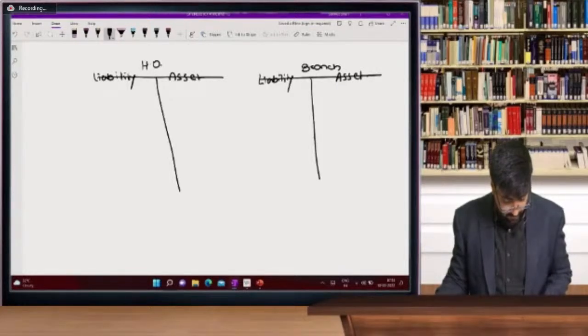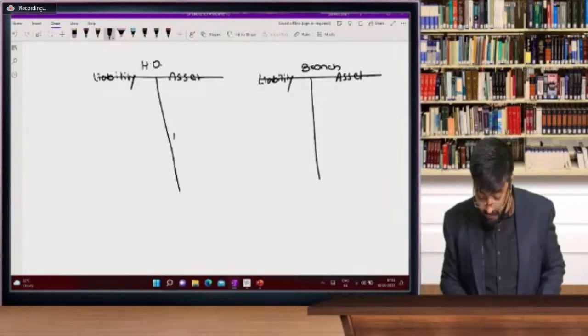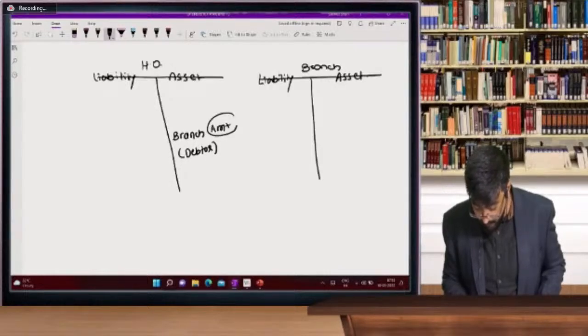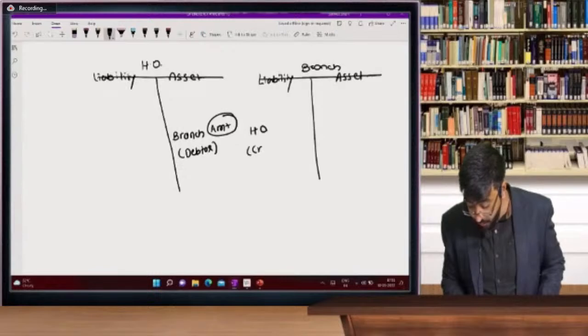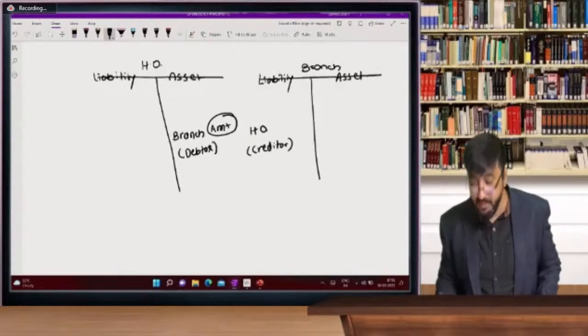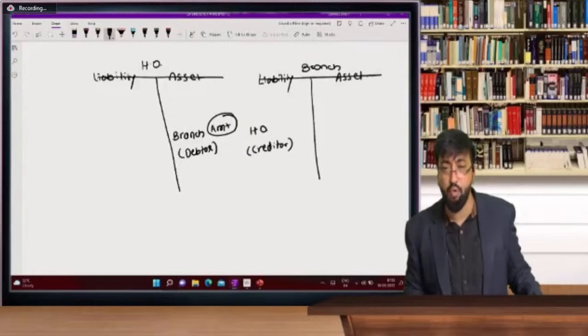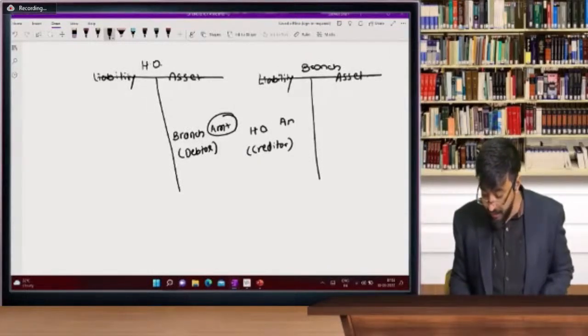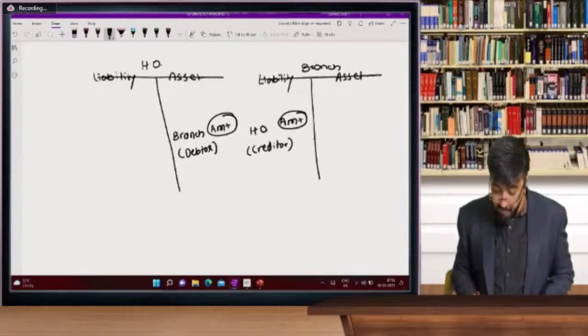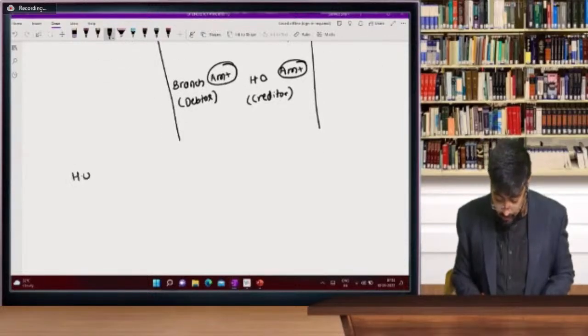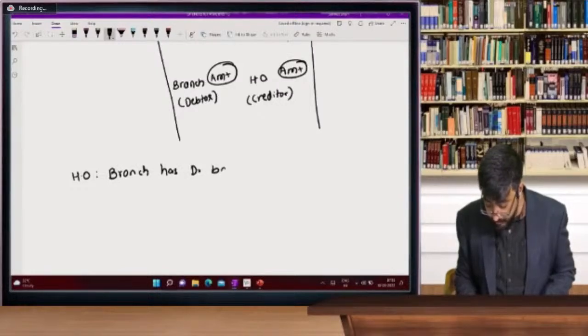Yes. In HO book, branch is showing debit balance or credit balance. Branch is showing debit balance as branch is a debtor. And in the branch books, HO is showing credit balance because branch has to pay some amount to HO. And therefore, always remember, in HO books, branch has a debit balance as the amount is receivable from the branch.